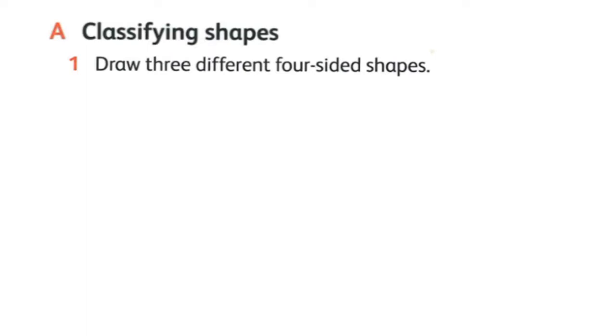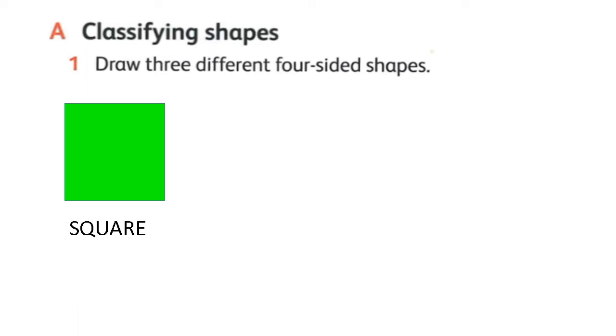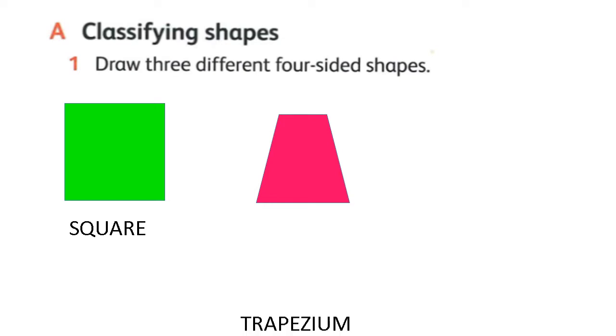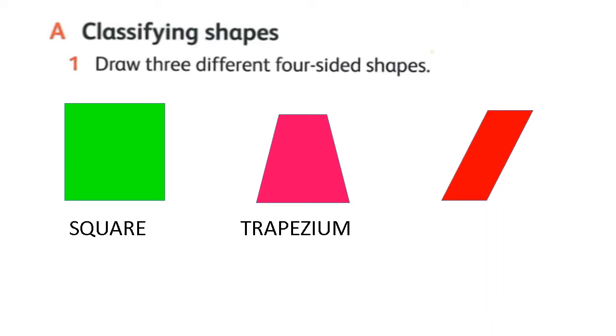A. Classifying shapes. Draw 3 different 4-sided shapes. The first shape I've drawn is this one. Do you remember what this is? That's right, it's a square. The second shape, here it is. This is a trapezium. And my last shape is this one here. This is a parallelogram.